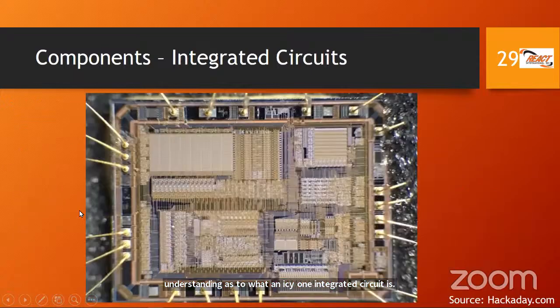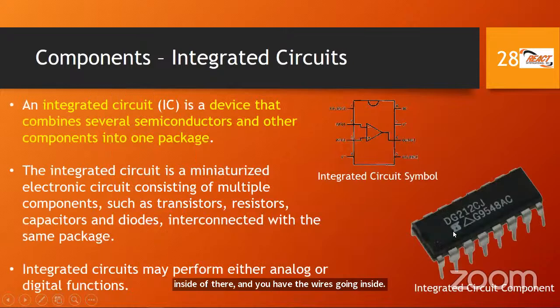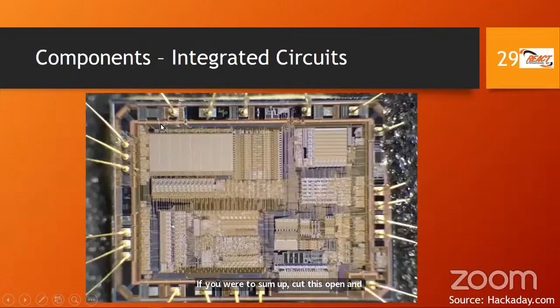So let's just show what the inside of an IC looks like. We've said it's miniature. Look at all of these tiny components inside of there, and you have the wires going inside. So this is the inside of an IC. If you were to somehow cut this open and use a microscope, this is what you would see. Very, very tiny components. You have transistors and diodes and all sorts of other components inside of there, miniaturized, shrunk down to a size, and you have literally thousands, or in some cases for CPUs, millions of these miniaturized components. So that's an IC.